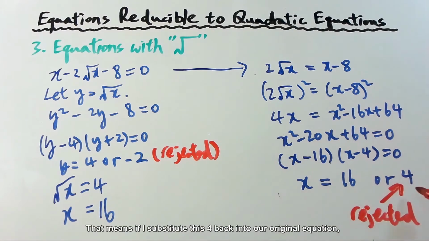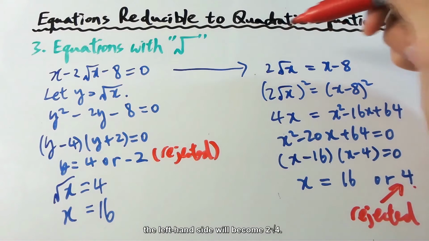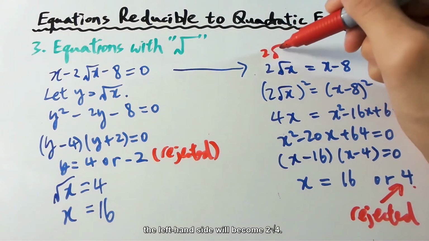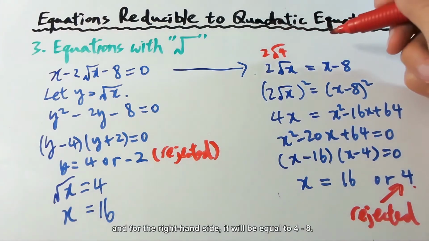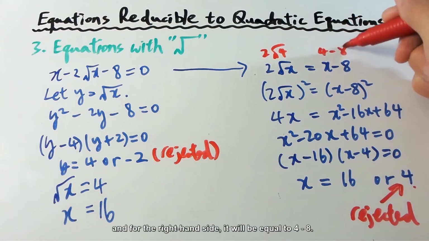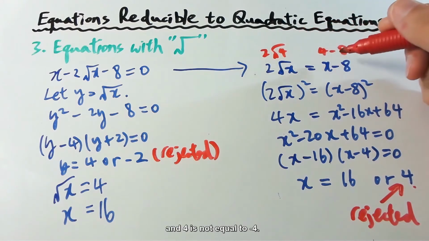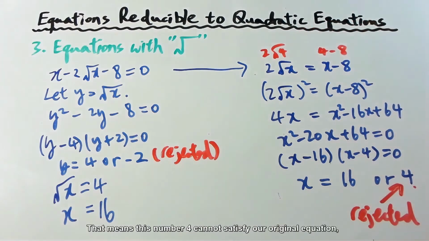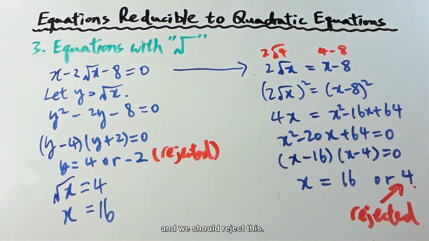That means if I substitute this 4 back into our original equation, the left-hand side will become 2 times root 4. The whole thing should be equal to 4. And for the right-hand side, it will be equal to 4 minus 8. Now the whole thing is minus 4. And 4 is not equal to minus 4. That means this number 4 cannot satisfy our original equation, and we should reject this.